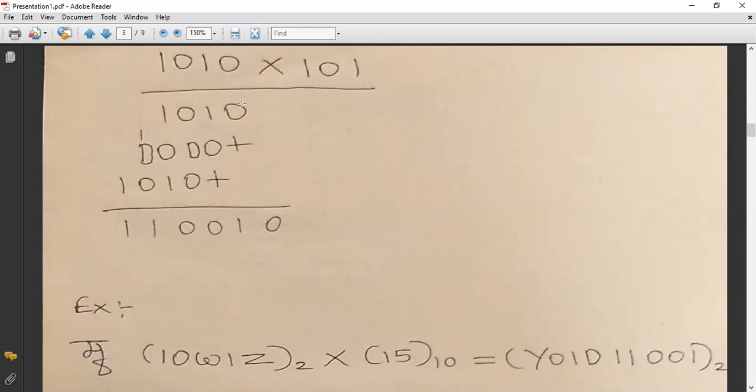Now we are going to add these numbers. 0 will be written down as it is. Now 1 plus 0 is 1. 0 plus 0 is 0, 0 plus 0 is 0. 1 plus 0 is 1.